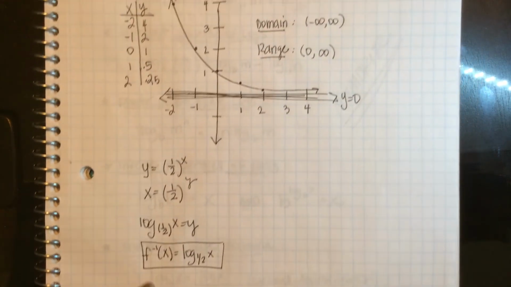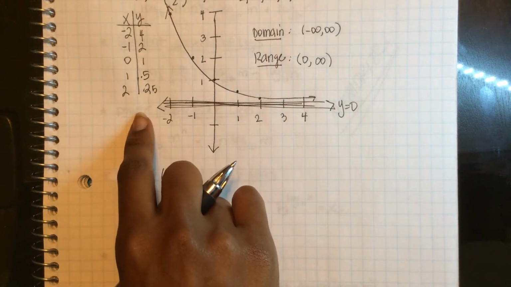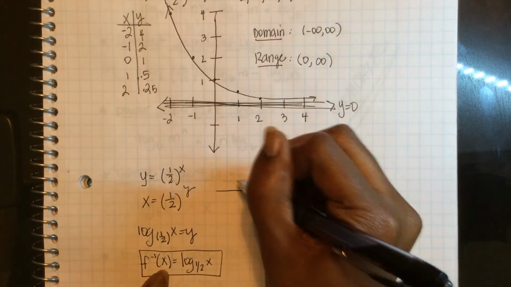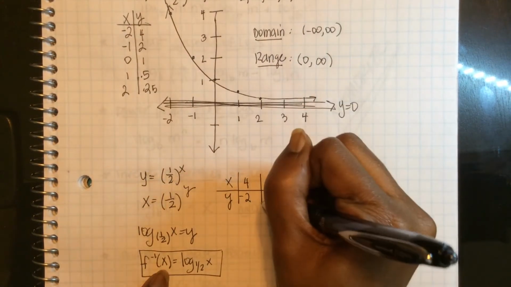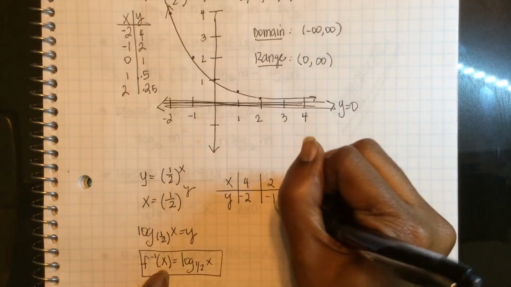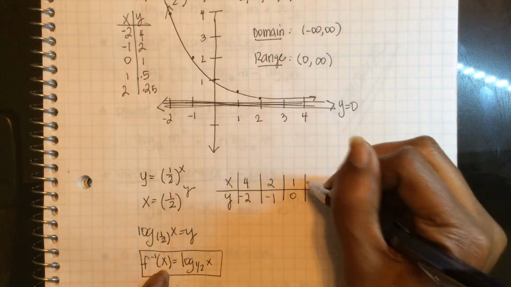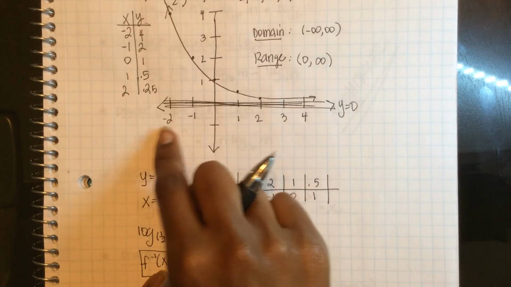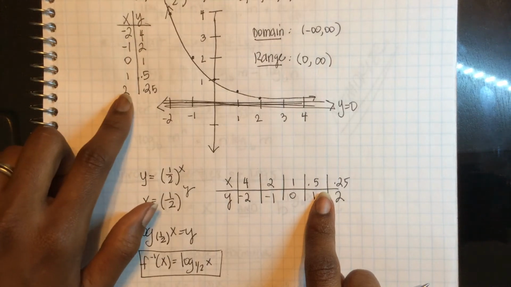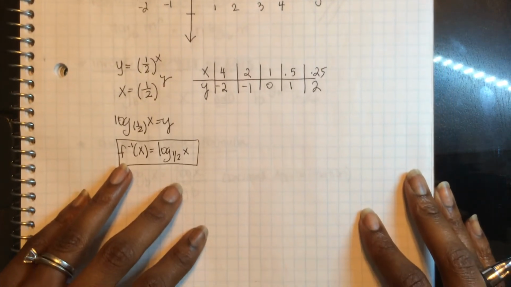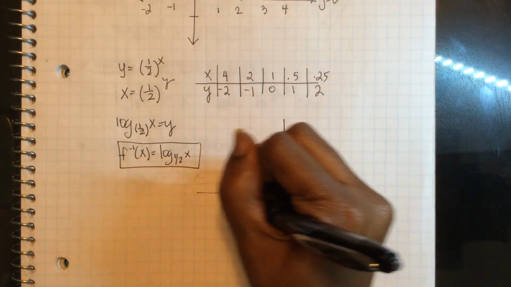So now, in order to get a graph of this function, I don't even need to plug it in my calculator because it's the inverse of this exponential function. So instead of -2, 4, it's going to be 4, -2; 2, -1; 1, 0; 0.5, 1; and 0.25, 2. So I got this table by switching the x and y from this table. So now that I have that, I can graph this function a little better.